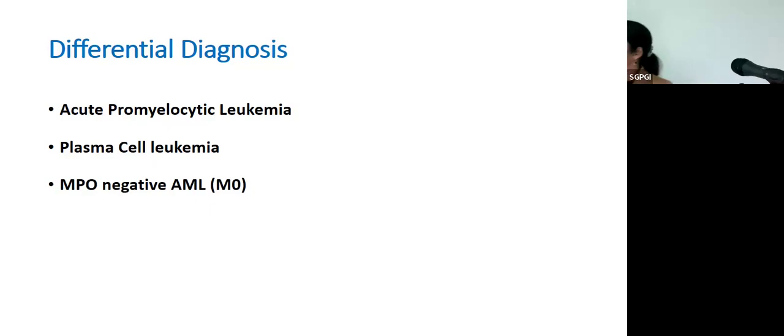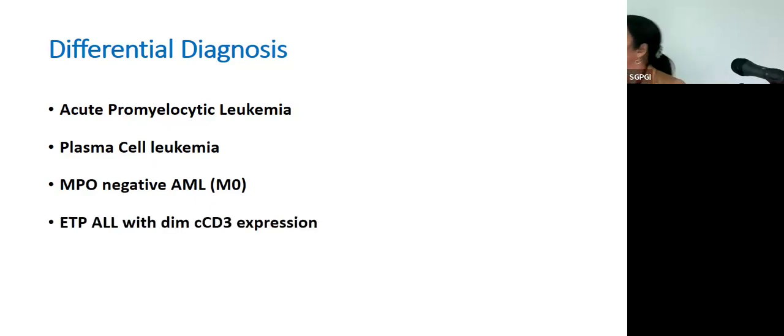Then the third was, yes, an undifferentiated leukemia or an M0 AML. And the fourth was an ETP-ALL with a dim cytoplasmic CD3 expression. And sometimes this happens in AML. Then you need to change your clone of CD3, and see whether it is coming positive with another clone of CD3. So we were still scratching our heads about what would happen now.